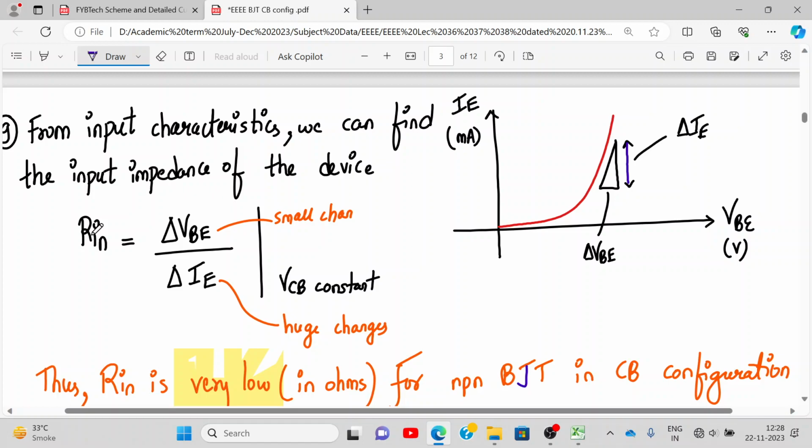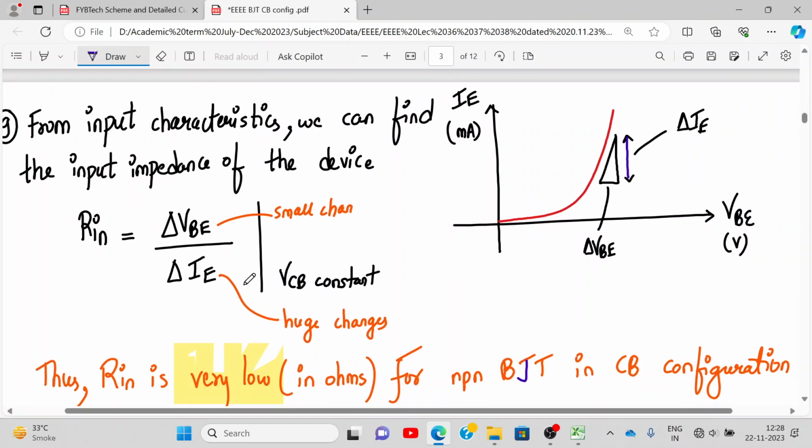Now, from the input characteristics, you can determine the input impedance. Input impedance is voltage upon current. In this case, the voltage is VBE, but the current is delta IE. So wherever you have drawn the input characteristics, please write this equation. This is the input impedance or input resistance of the device. Input resistance of the device is Ri, which is delta VBE upon delta IE at a constant VCB.